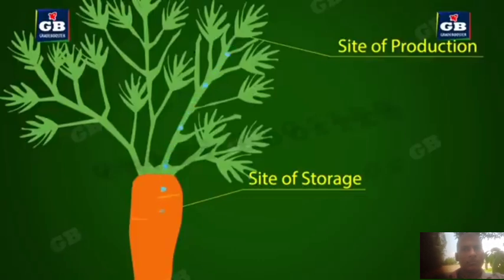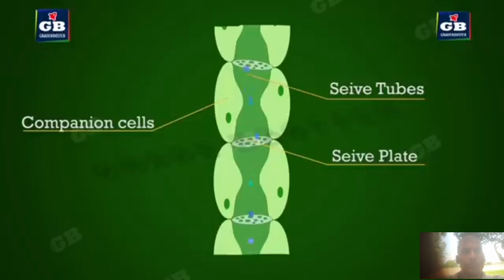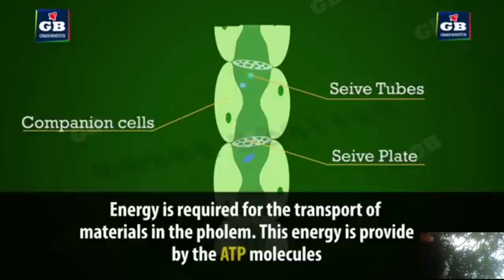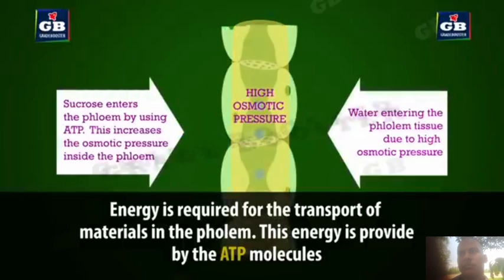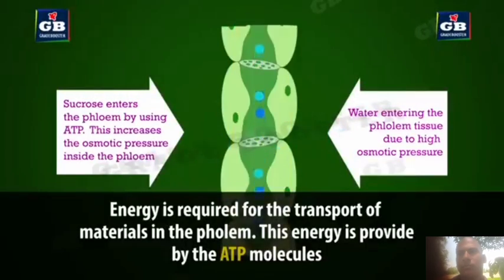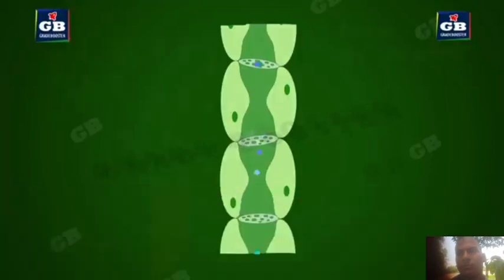The translocation of food materials like glucose takes place through phloem tissue in plants. This translocation takes place in both upward and downward directions. Energy is required for the process of translocation. Cells get this energy from ATP. At first, with the use of energy from ATP, sucrose enters the phloem tissue. Then, the osmotic pressure inside the phloem tissue increases. Now, due to this osmotic pressure, water enters the phloem tissues. With this pressure, food materials are taken to different tissues of the plants.